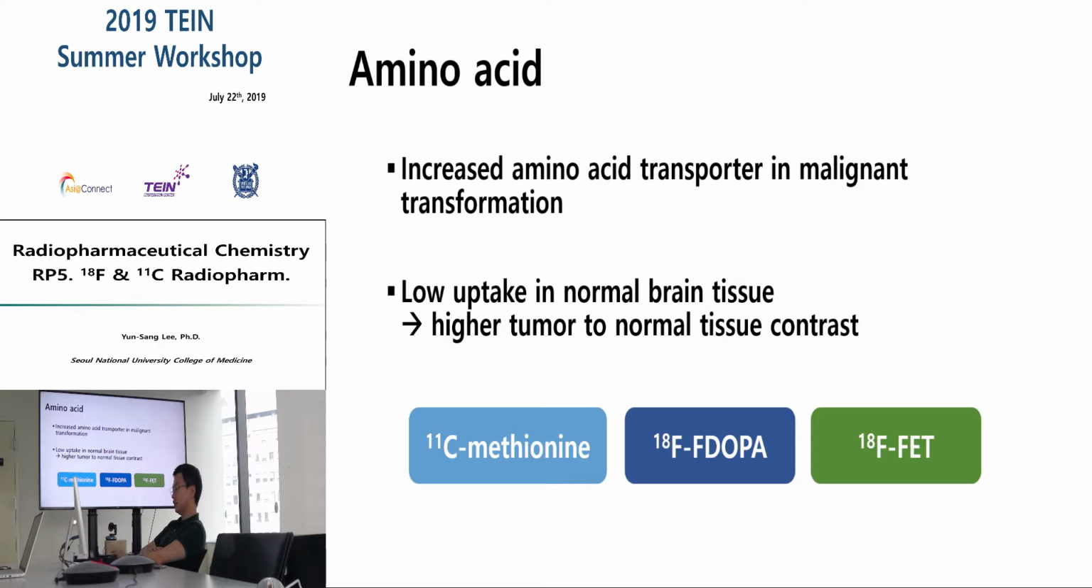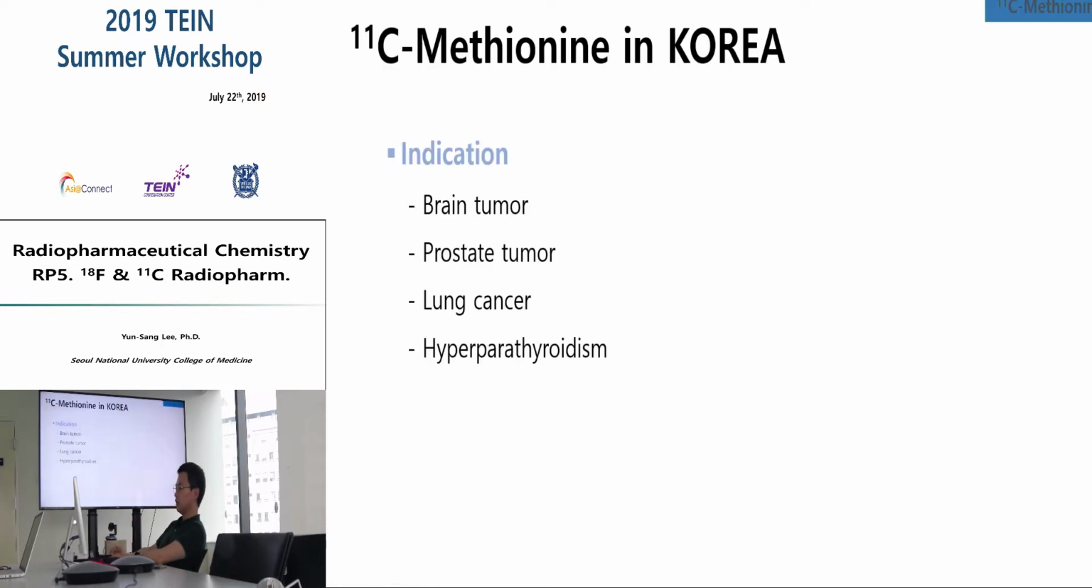Tumors have increased amino acid transporters, and these agents have very low uptake in the normal brain tissue. So when imaging brain tumors, we can have high tumor to normal tissue contrast, and these are some known amino acid transporter imaging agents. For methionine PET, as I told you earlier, the indication now in Korea is for brain tumor, prostate tumor, lung cancer, and hyperparathyroidism.